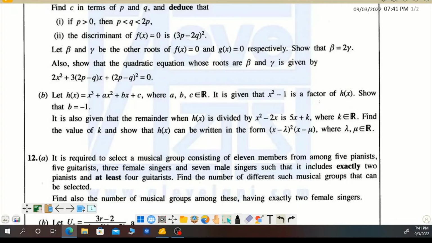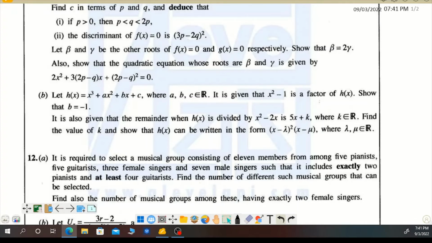Hello everyone. In today's video, we are going to solve a remainder theorem problem from the 2020 A-level paper. You can see the problem on the screen. In the problem, they have given the function h(x) as x cubed plus ax squared plus bx plus c, where a, b and c are real numbers. It is given that x squared minus 1 is a factor of h(x). Show that b equals minus 1.